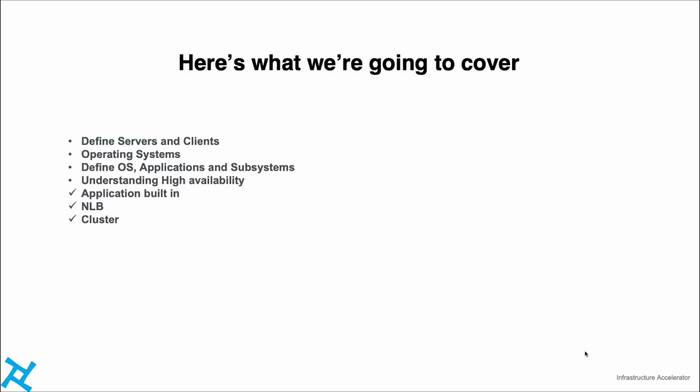Here is what we are going to cover in this module. We are going to define servers and clients. We are going to look at the operating systems which are available. We are going to define operating system, applications, and subsystems. We are going to understand high availability. And within high availability, there is application level high availability, network load balancing, and clustering. So, a lot of concepts, once again, theoretically.